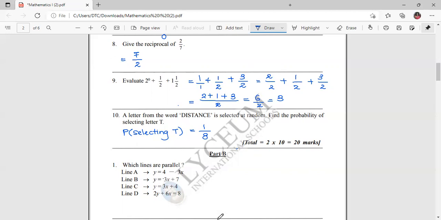Now, some of the students ask me when I am having the paper discussion, teacher, is it okay to write only 1.8? I can't say that that is wrong, but that is not complete. So always try your best to have the complete answers, children.